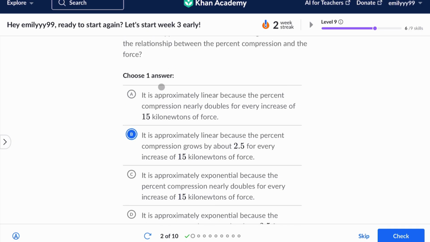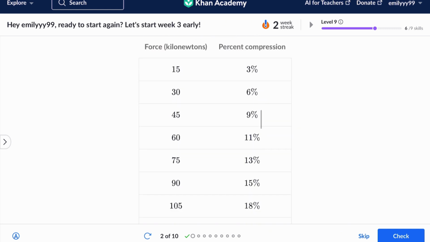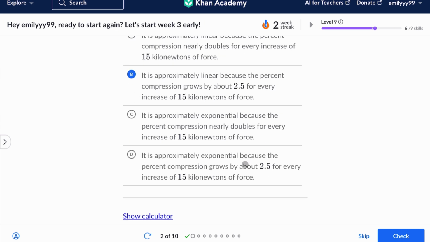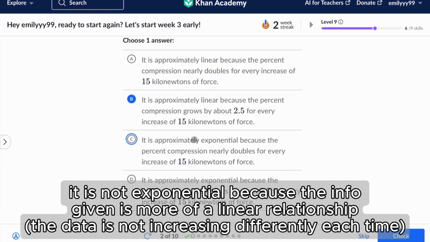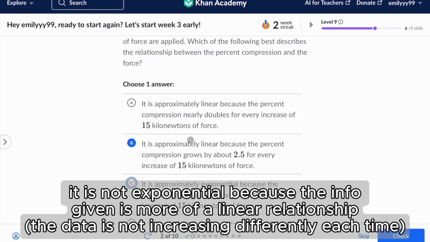I don't think it's A because compression is not doubling. 9 times 2 is 18, not 11, and 11 times 2 is 22. That's clearly not happening. It's not A. C and D are wrong because this graph is not exponential. And so it should be B.